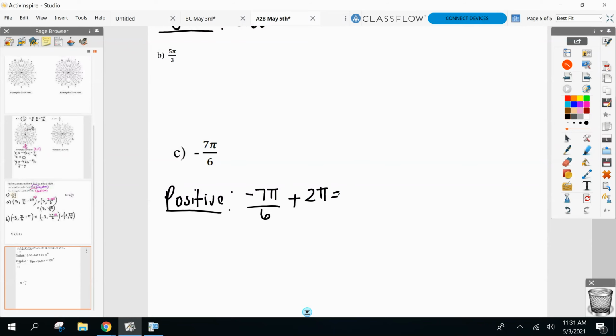I'm just tired of this. I'm not even asking common denominator. We've done so many of these at this point. Sorry if you haven't been following along. Negative 7 pi plus 12 pi. Five pi over 6 is the positive version.